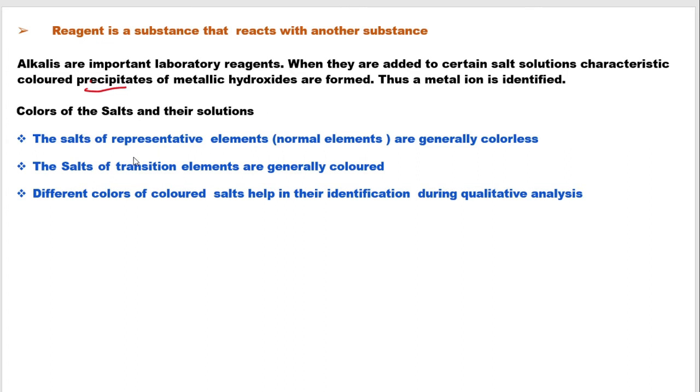So, certain salts of elements are generally colorless. That is, salts of potassium and sodium are colorless, they are normal elements. But the salts of transition elements are iron, manganese, nickel, cobalt, chromium. These are all transition metals, placed in the middle of the periodic table, showing a change from metal to non-metal character. So these elements are generally colored. With the help of this colored salt we can easily identify the metal which is present.